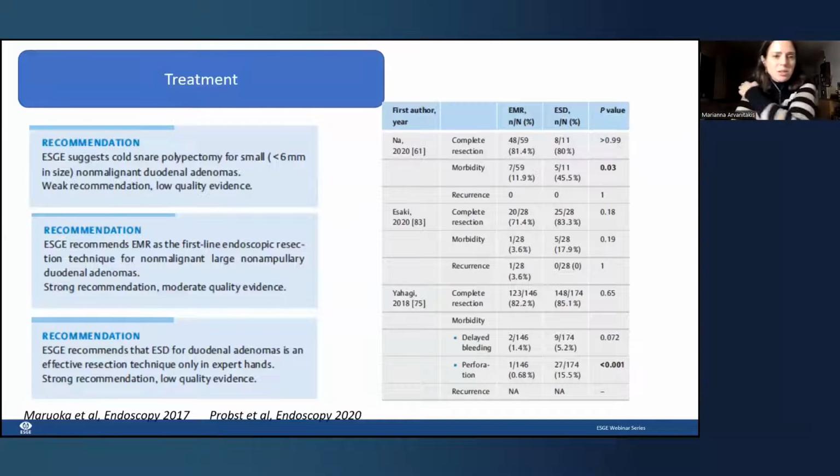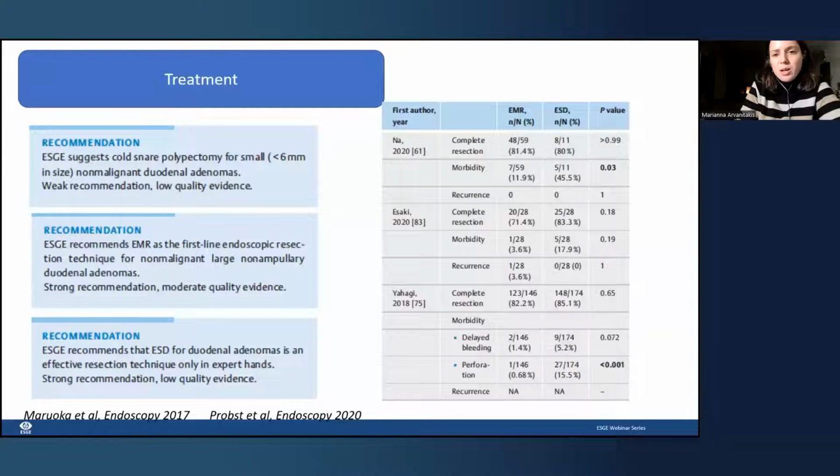As for treatments, we showed all these techniques in these great videos from the Helmut team, and cold snare polypectomy can be used for small, less than 6 millimeters, non-malignant duodenal adenomas. EMR is the main tool as first-line endoscopic resection for larger adenomas, and ESD is only in expert hands.